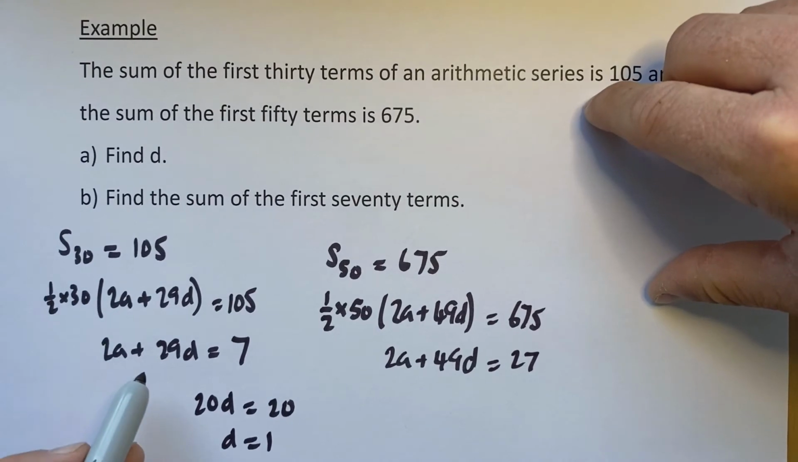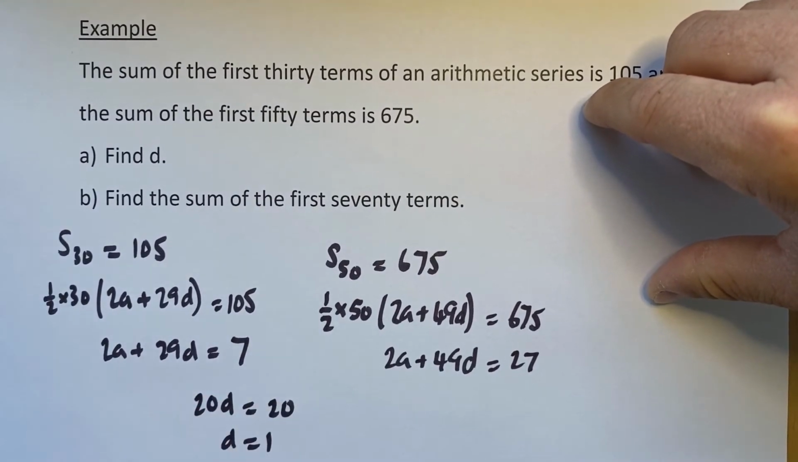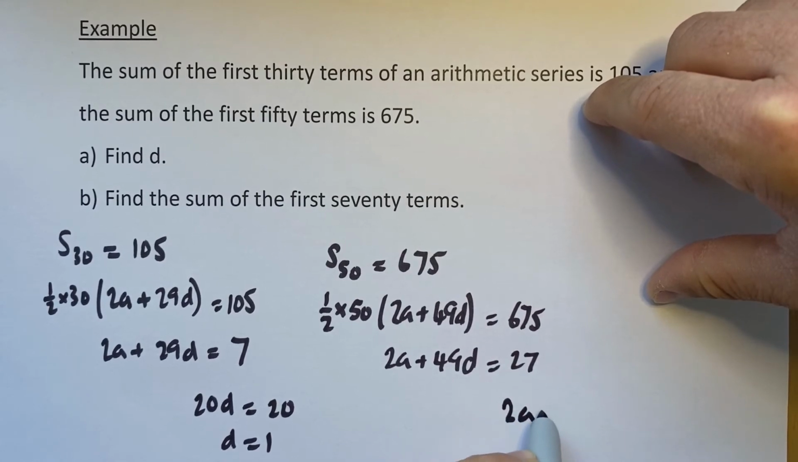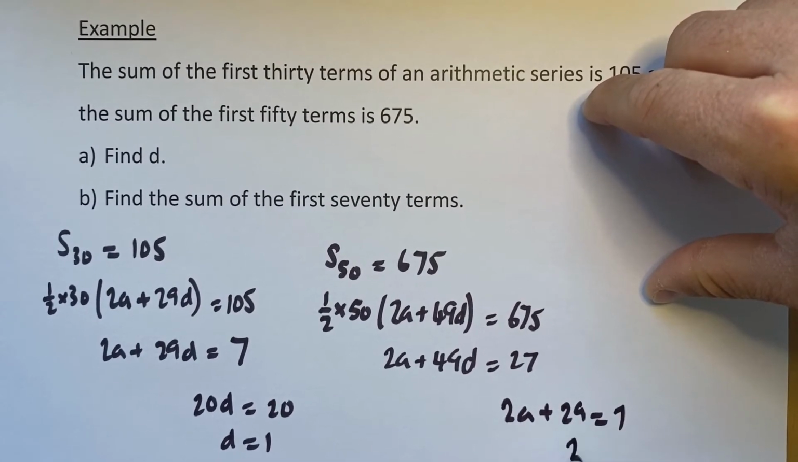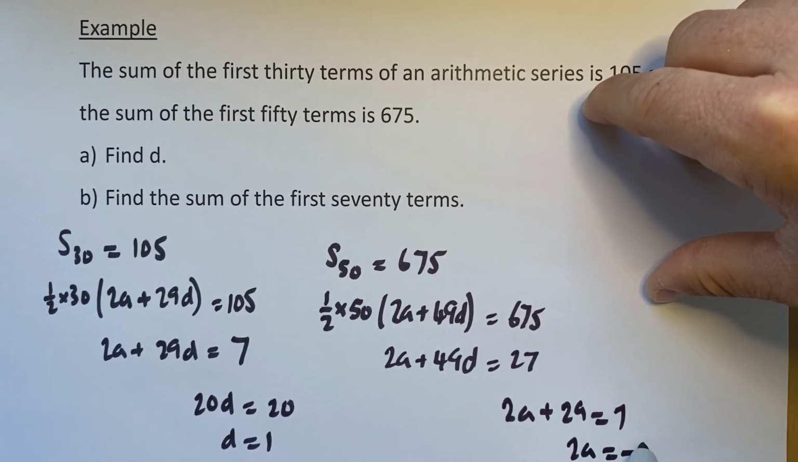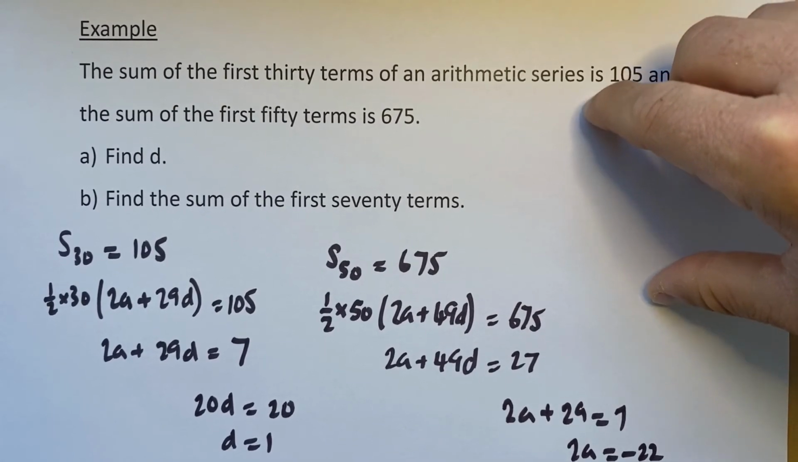So if d is equal to 1, I can put that into either of these setups. I'll put it into the first because the numbers are smaller. So 2a add 29 is equal to 7. So 2a is equal to minus 22. So a works out to be minus 11.